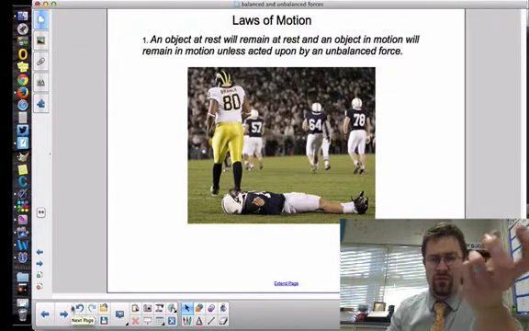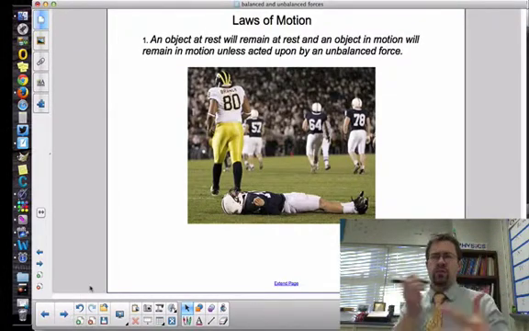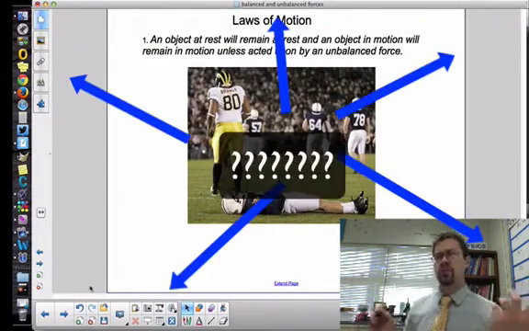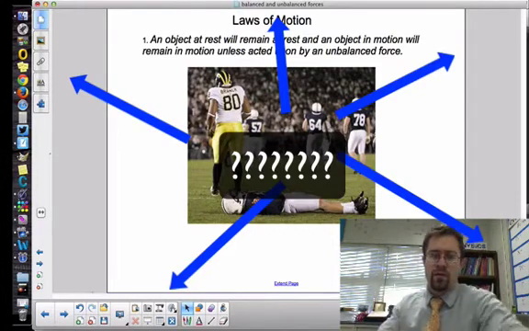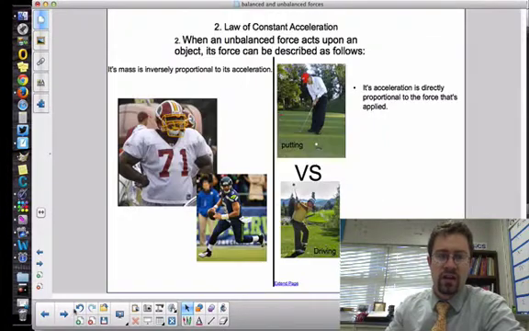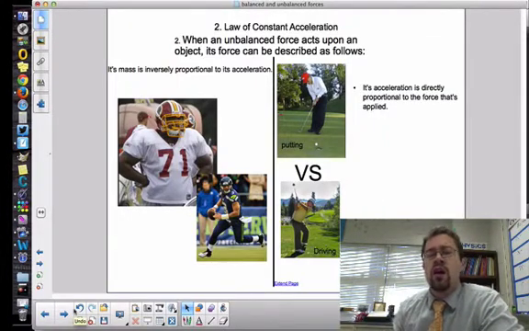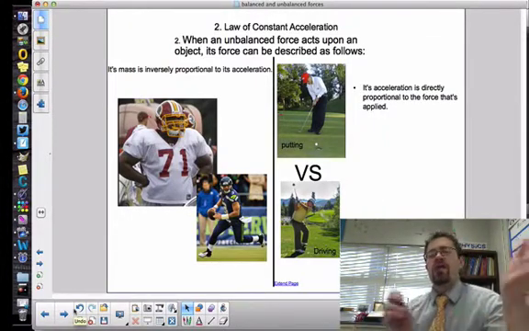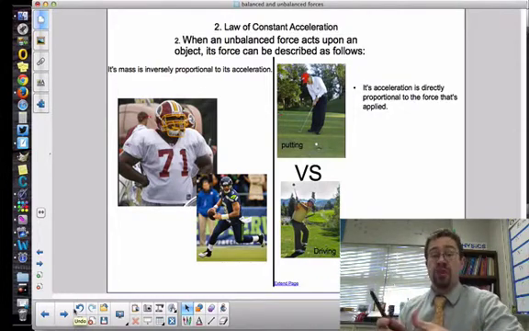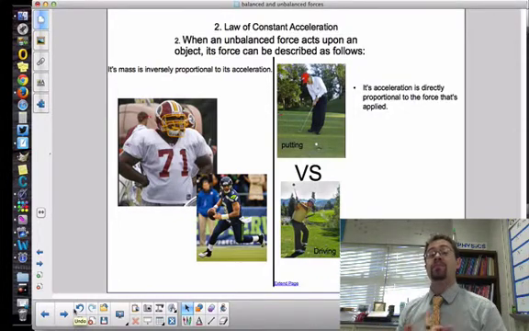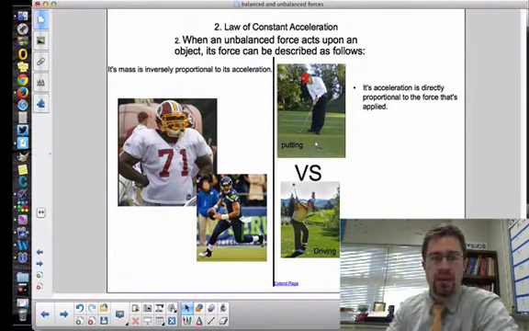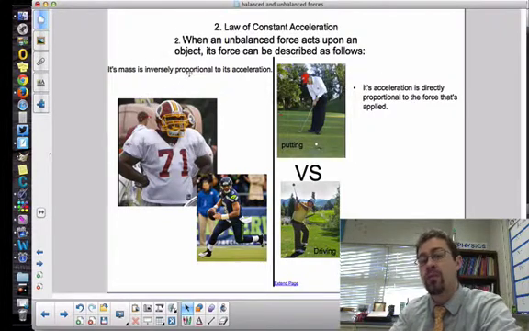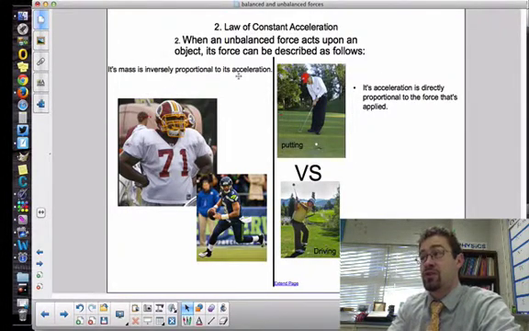But if there's a force, how do we know how it's going to move? What does this term unbalanced mean? I don't know, but we're going to take a look at it. So let's illustrate that point by looking at Newton's second law of constant acceleration. When an unbalanced force acts upon an object, its force can be described in two ways. First, I'm going to talk about football here because we have the Super Bowl over the weekend. Its mass is inversely proportional to its acceleration.